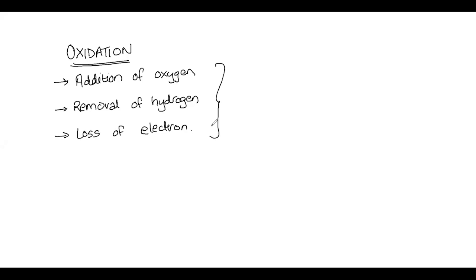So if there is addition of oxygen, I'll give you examples for each case. Okay, so the first reaction that I'll show you is for addition of oxygen. Here we have magnesium solid, which reacts with air to give out magnesium oxide. Okay, so here clearly oxygen is getting added to magnesium, so this is an example of oxidation.